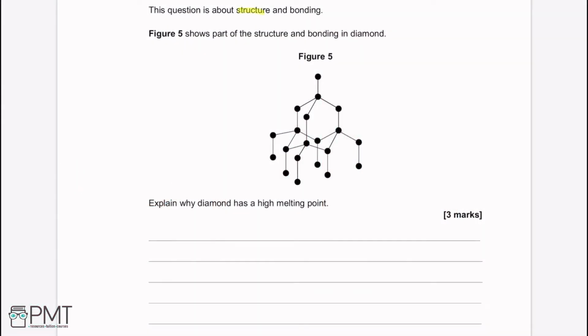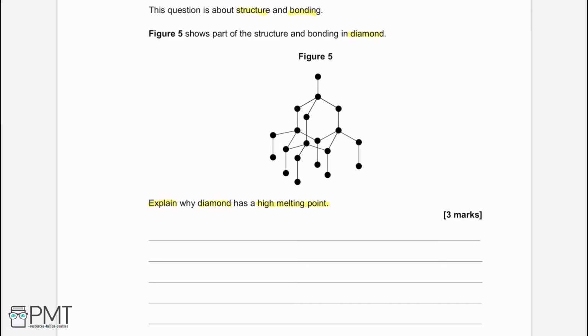This question is about structure and bonding. Figure 5 shows parts of the structure and bonding in diamond. Explain why diamond has a high melting point. So let's think about what we know about diamond.